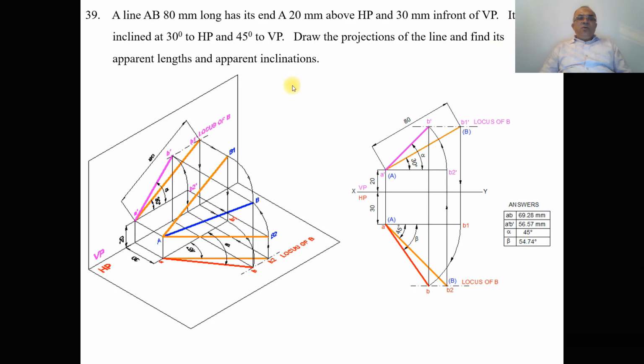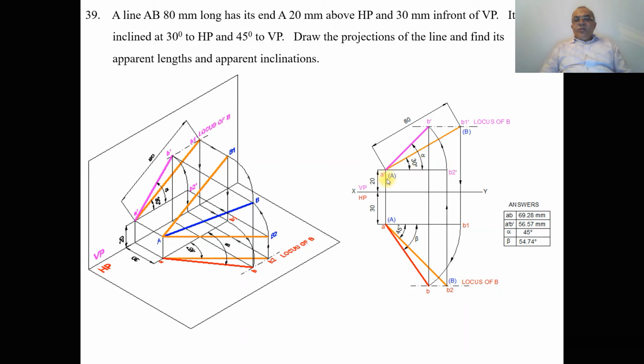Now we need to find out its apparent length and apparent inclination by using the scale. You measure the distance of A dash B dash and you measure the distance of AB. So AB will be equal to 69 mm when you are doing it manually, and when you are doing it in computer you must get 69.28. Measure A dash B dash by using the scale. You are going to get 57 when you are doing it manually, and when you are doing it in computer you are going to get 56.57.